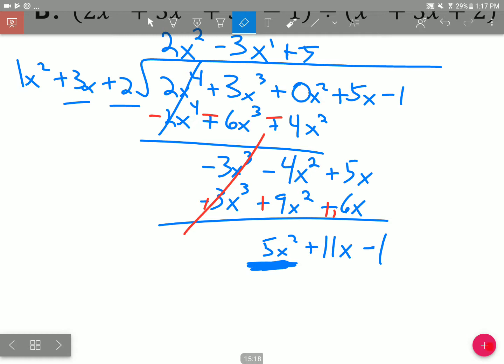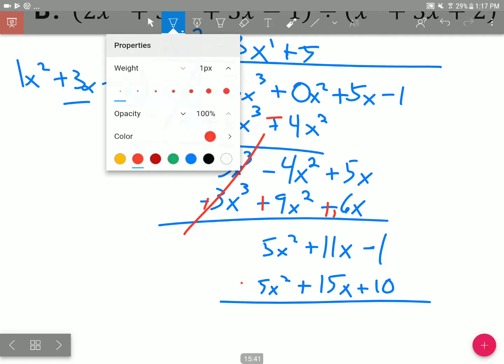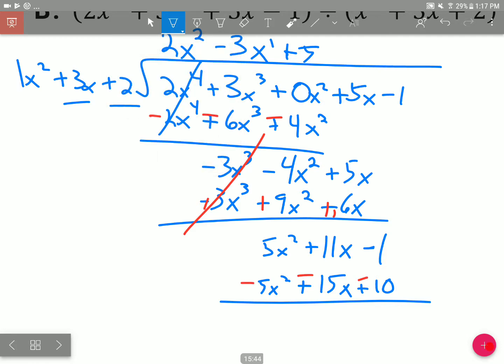All right, so what's 5 times x squared? 5x squared. What's 5 times 3x? 15x. What's 5 times 2? 10. All right, what do we do next? Change the sign. So that's a negative 5x squared, a negative 15x, and a negative 10. Then what? They cancel out. The first one cancels out. 11 minus 15 is? Negative 4x. Yeah, good. And negative 1 minus 10 is negative? 11. Negative 11. Okay, so this one has a remainder.